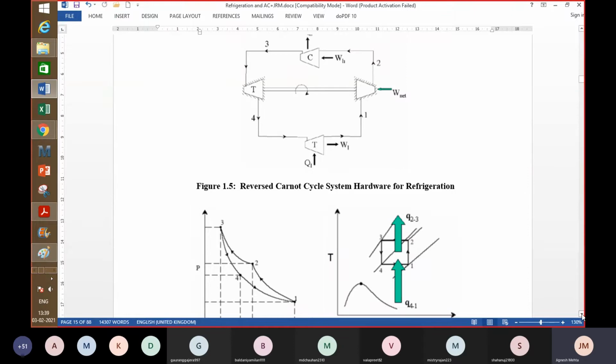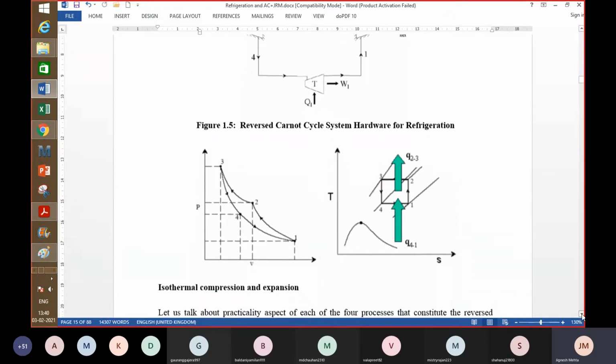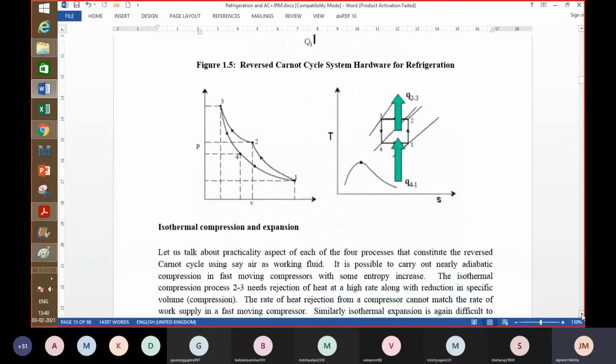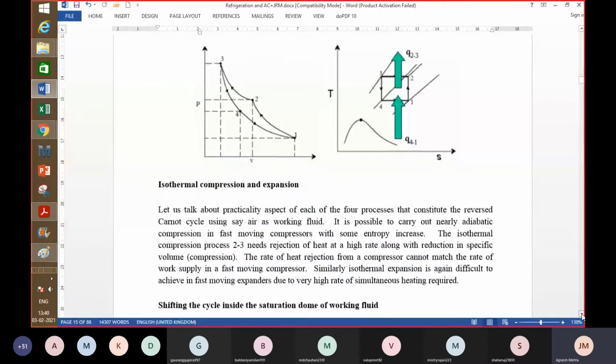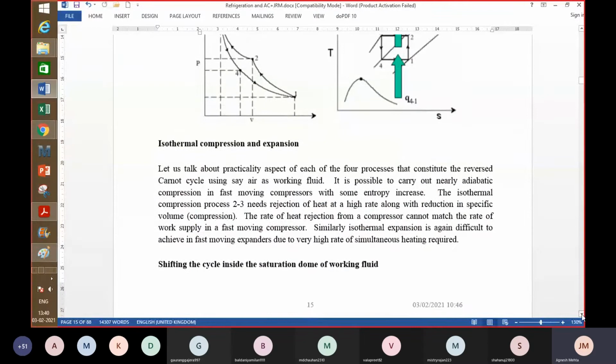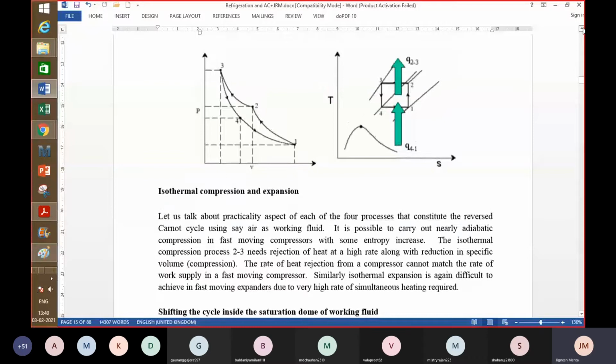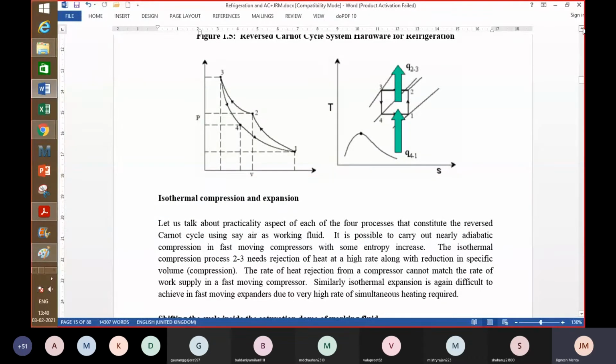But there are certain difficulties in carrying out some of these processes. One of the difficulties is carrying out this isothermal compression and expansion process. Now, how are you going to carry out this isothermal compression and expansion process? You have a compressor and you have an expander. An expander is equivalent to a turbine. And while you are doing this compression and expansion, you should be rejecting heat at the required rate. Only then can the process become isothermal.